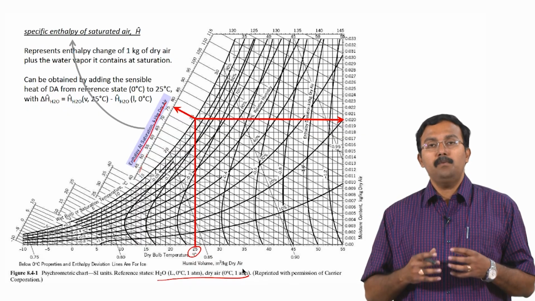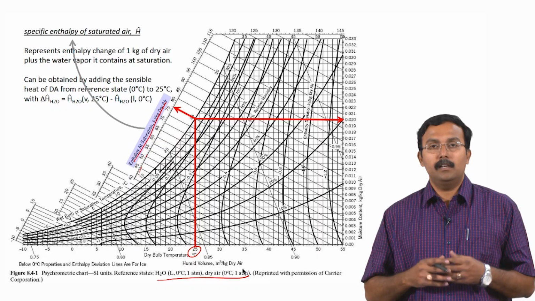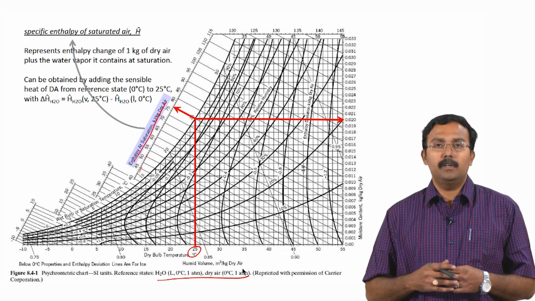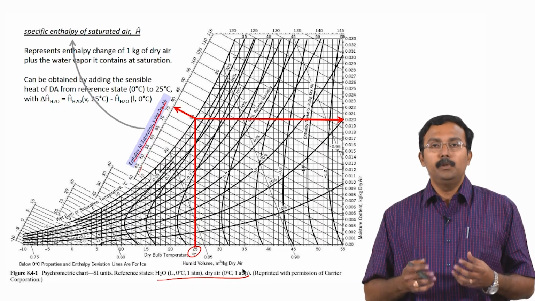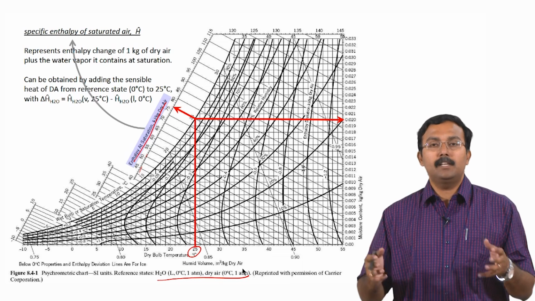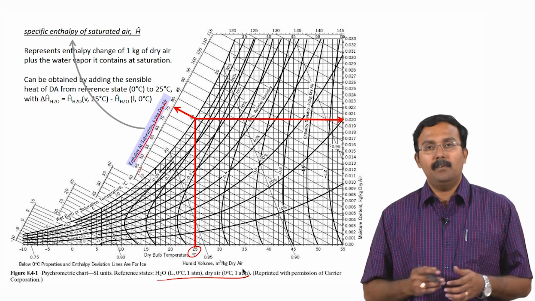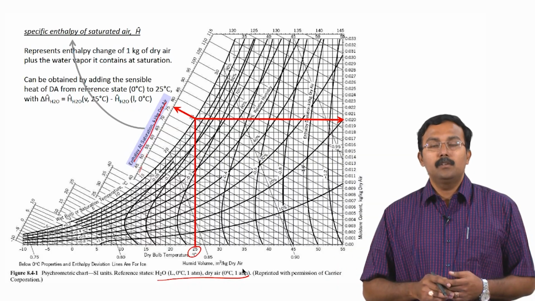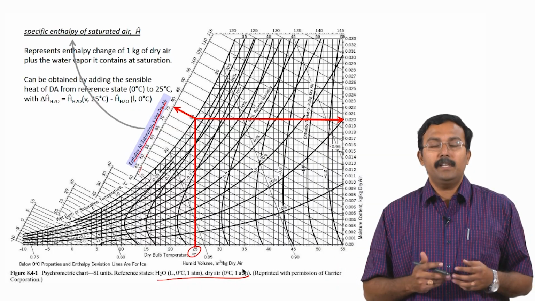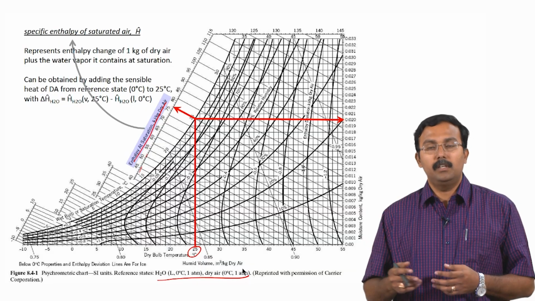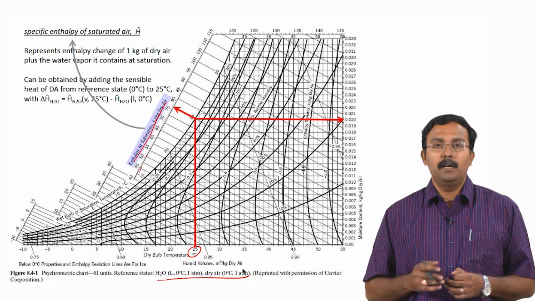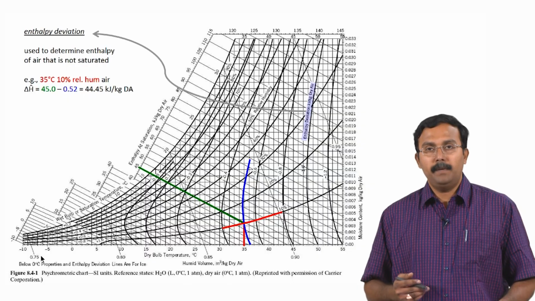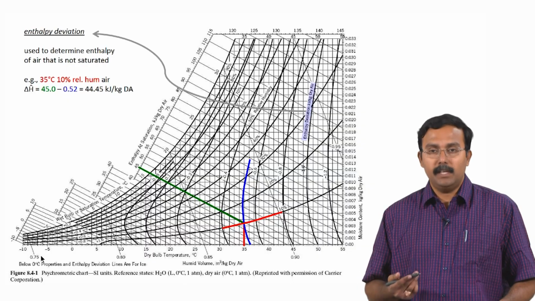However, air which is used for calculations in real life does not always have to be saturated. You would usually have some percentage of relative humidity. So, you might have relative humidity of 20%, 30%, 70% and so on. So, how do we calculate the specific enthalpy for different relative humidities which is different from 100%? That can be obtained by using the enthalpy deviation curves.